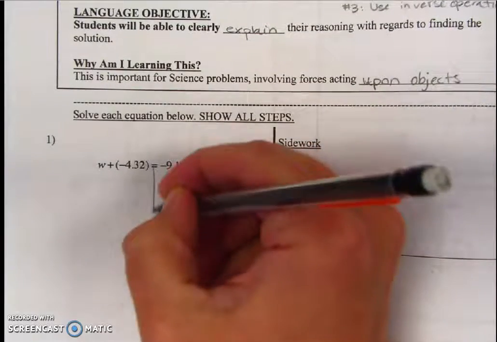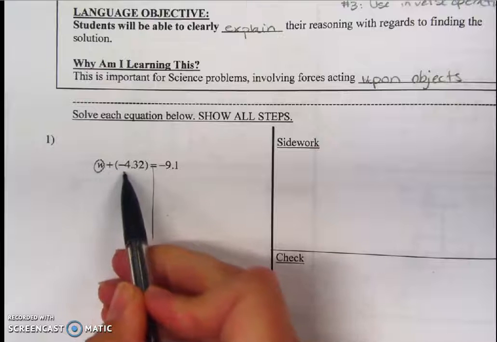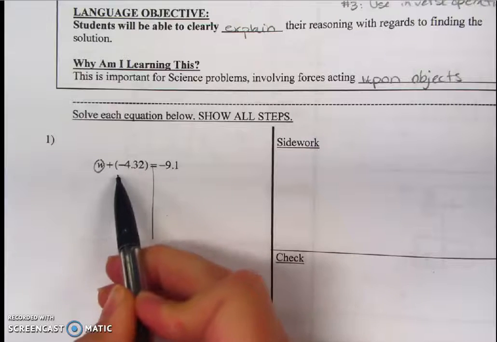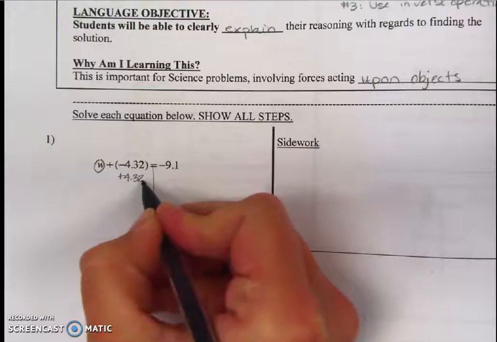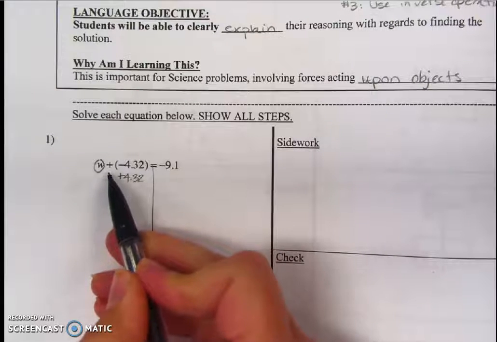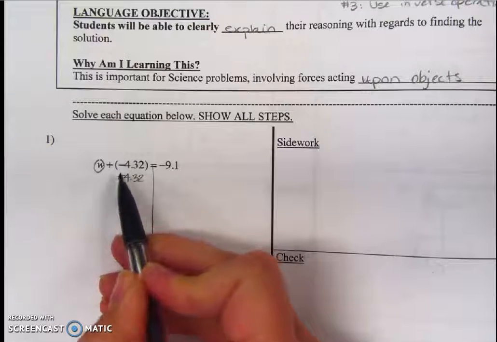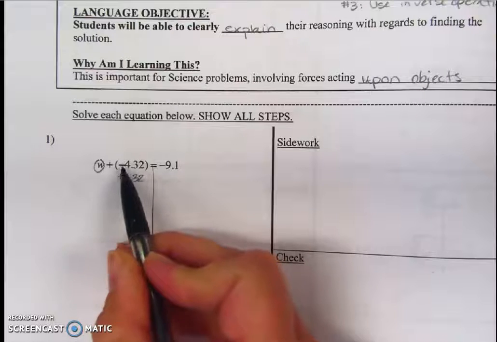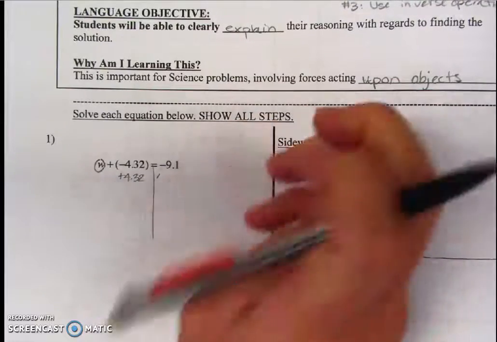We're going to draw the line, circle the variable, and I see over on this side it's adding a negative 4.32. To get rid of a negative 4.32, I am going to add 4.32. Now you might be saying, but wait, Mrs. Silva, they're already adding. Well, not really. Remember, when we add the negative, we're actually subtracting. And so we want to work with the sign that's directly in front of the number when they're adding and subtracting. So we're going to add 4.32 to both sides.